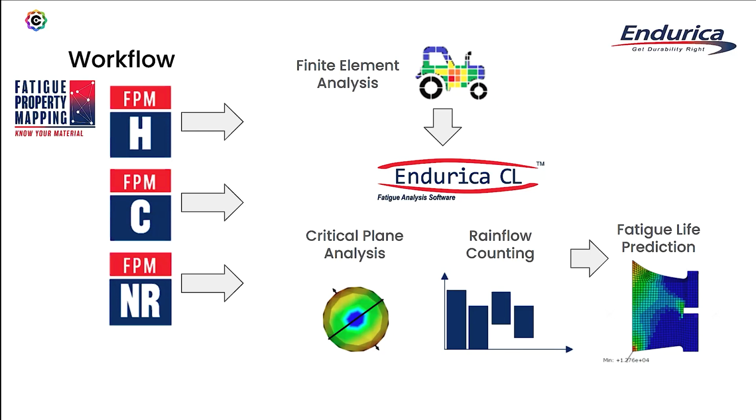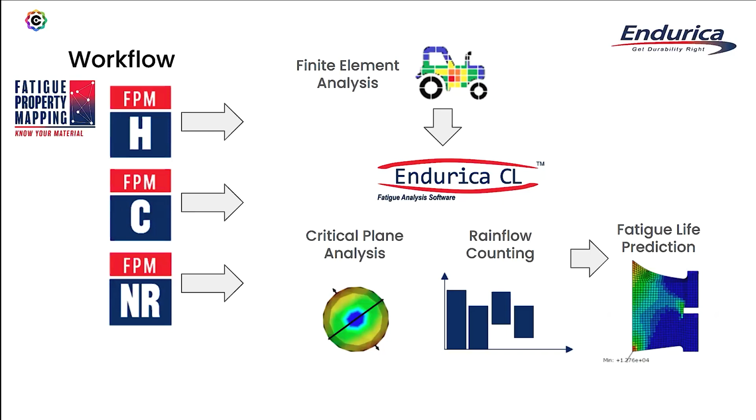And once you've got those material properties, those will feed your finite element analysis and also feed your Endurica CL analysis. So with our FEA, we've used Abaqus for the webinar, but our Endurica software works with other fatigue solvers as well. And once you've got your finite element analysis set up with the mesh, and we'll look at several different meshes here, all of the loadings and boundary conditions, once you've solved your FEA, you export the strain history to our Endurica CL software.